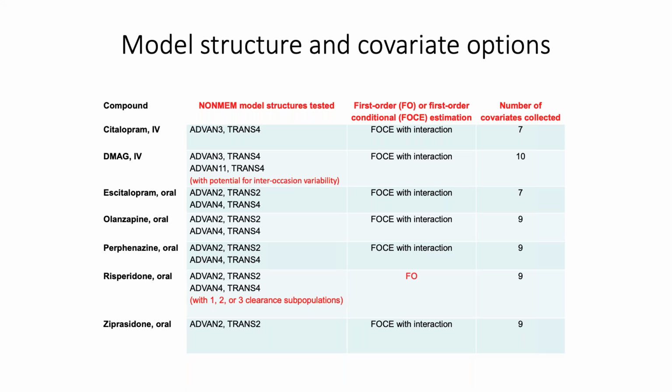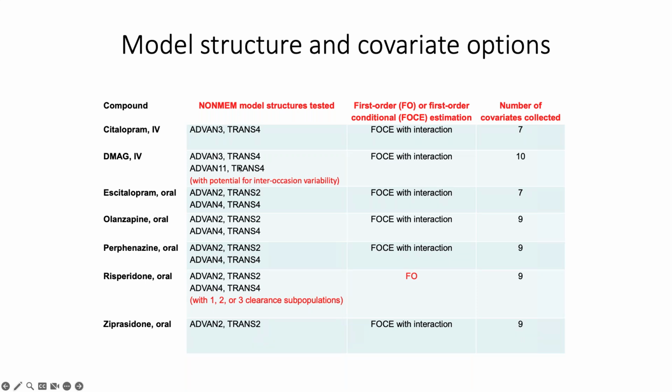So here we see the model structure and the covariate options that were assessed. For example, for the intravenous citalopram example here, we assessed only a 2-compartment model, didn't look at model structure, but evaluated 7 covariates. With one exception, FOCE with interaction was the estimation method used. Number of covariates ranged from 7 to 10, and typically either a single compartmental structure was fixed, or 2 were assessed.